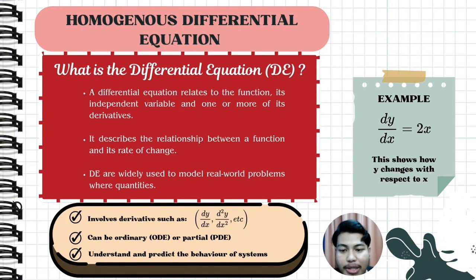First, let's understand what a homogeneous differential equation is. Basically, a homogeneous differential equation is a differential equation where the function on the right-hand side is equal to 0. For a second-order linear homogeneous differential equation, the general form is ay double prime plus by prime plus cy equals 0, where a, b, and c are constants and y is the unknown function. The main characteristic of this equation is that all terms contain either the function y or its derivative, and there is no independent term present.